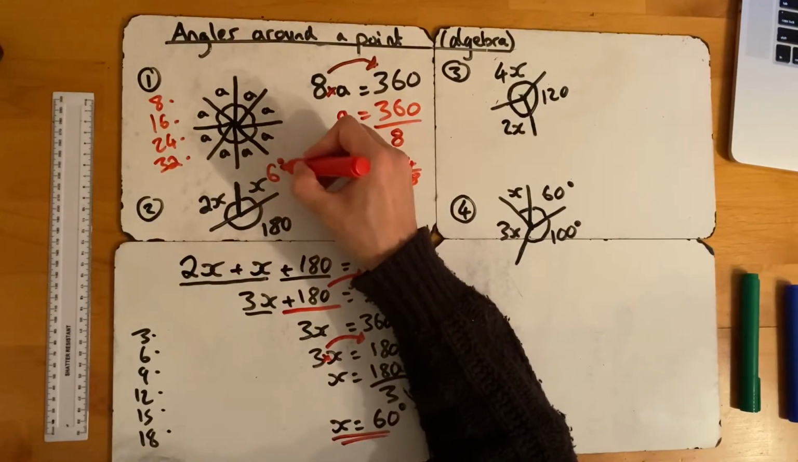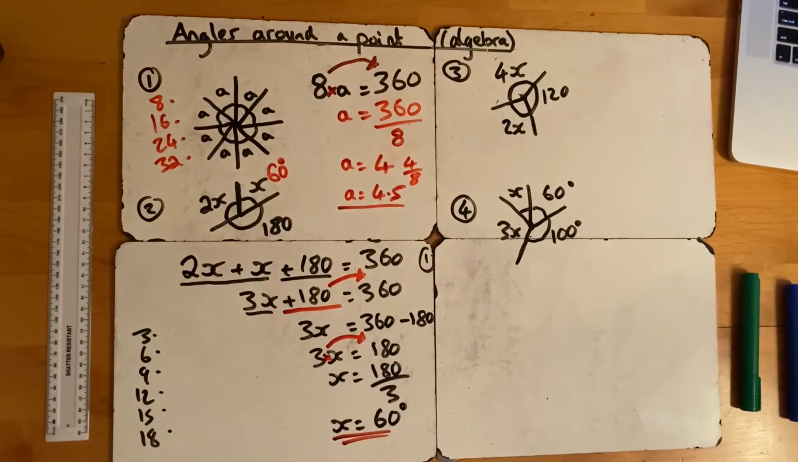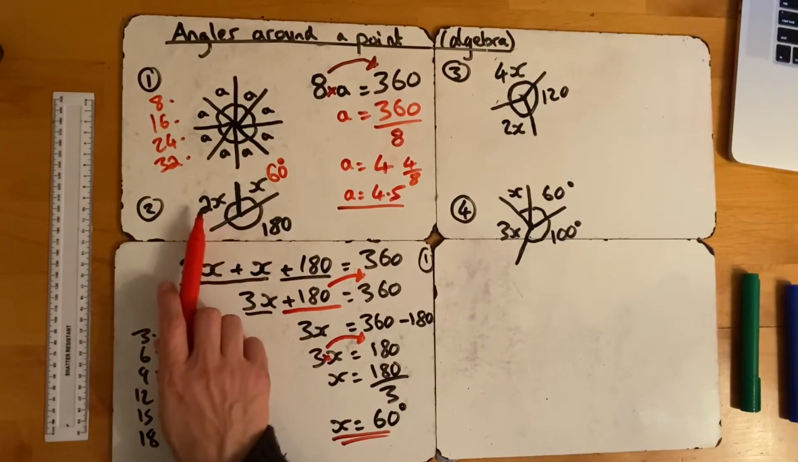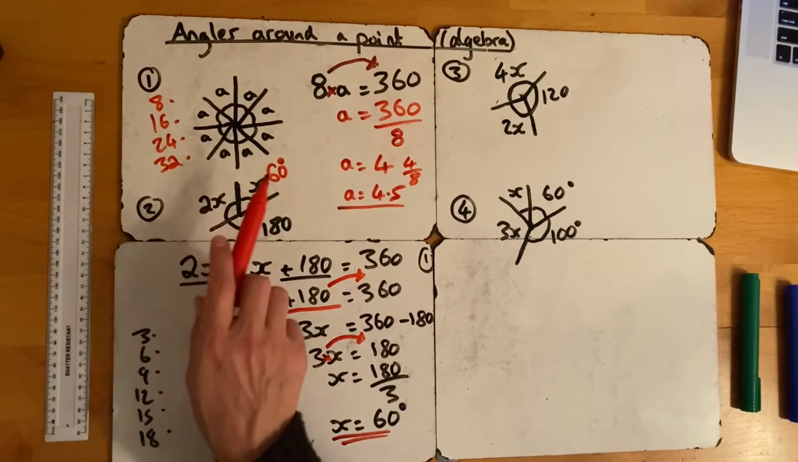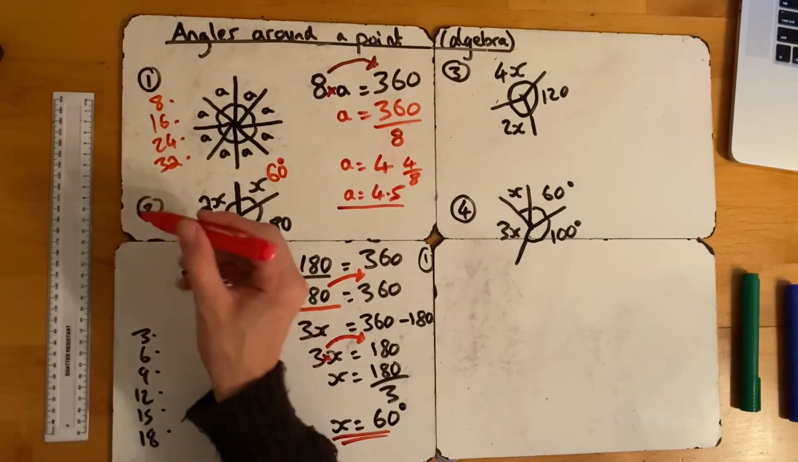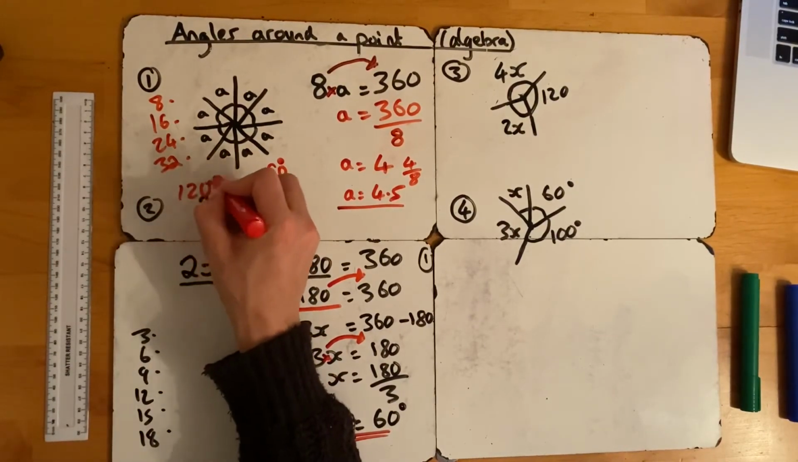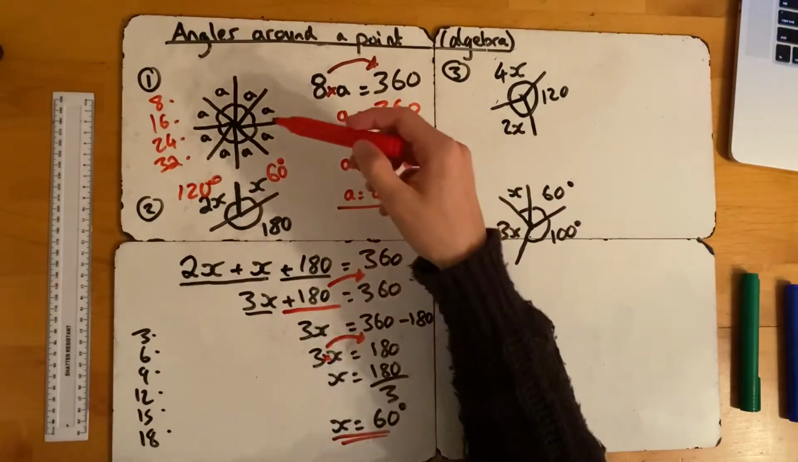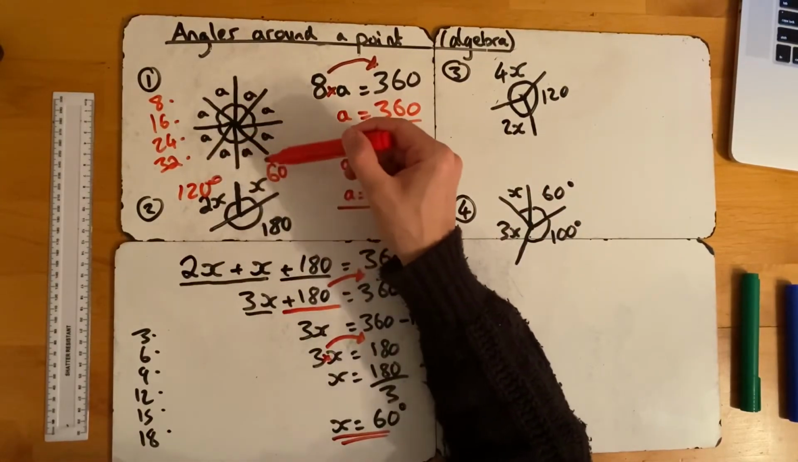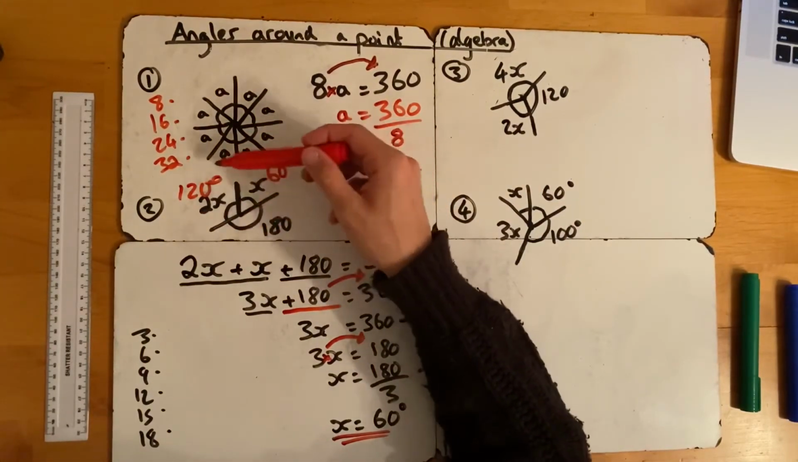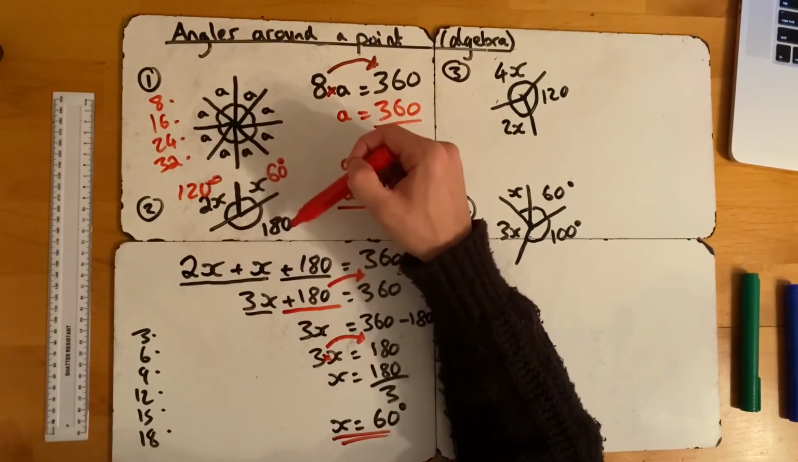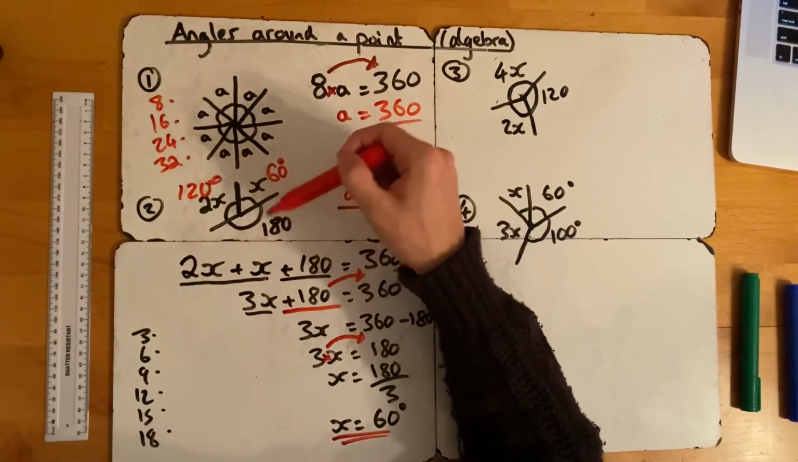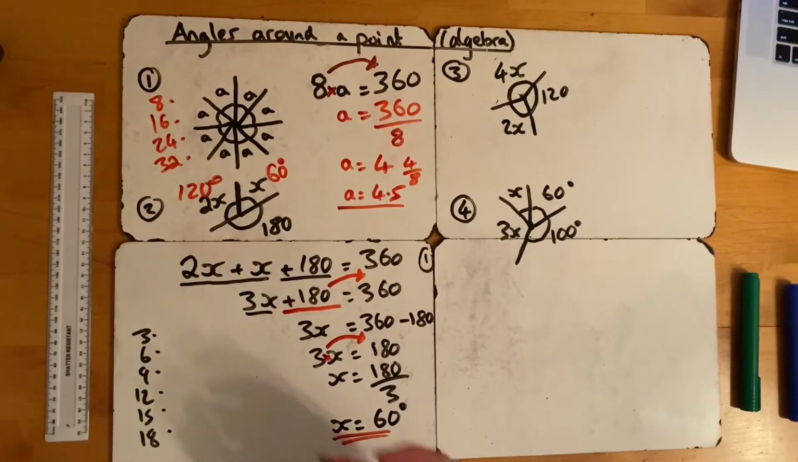So if x is equal to 60 degrees, then 2x is going to be twice 60. So 2 times 60 is 120 degrees. Now, the reason I noticed I made the mistake is when you add these all up, it should be 360. So let's do that. 120 plus 180 is 300 plus 60 is 360. So now I know I've got it right because it adds up to 360 degrees.